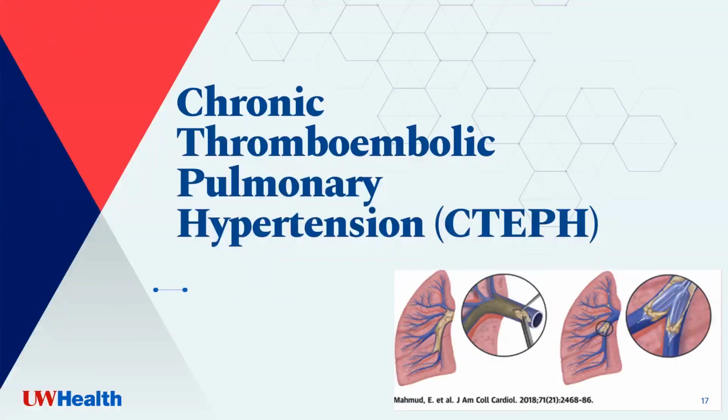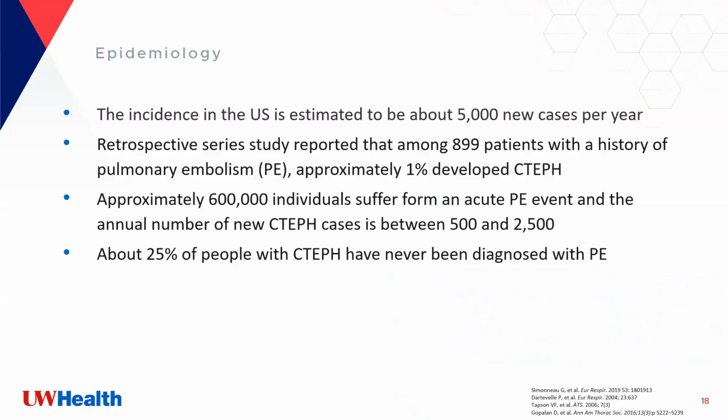So now that we talked about some background on pulmonary hypertension, let's dive into some details of CTEPH. Starting with epidemiology, the incidence in the U.S. is estimated to be around 5,000 new cases per year. Some retrospective series studies reported that among 899 patients with a history of pulmonary embolism, approximately 1% developed CTEPH. Also, approximately 600,000 individuals suffer from an acute PE event. An annual number of new CTEPH cases is between 500 and 2,500.